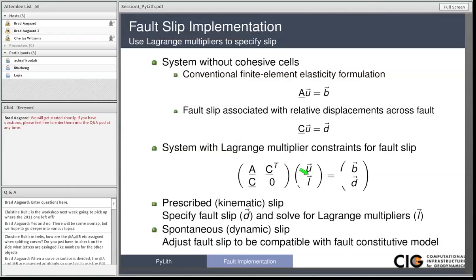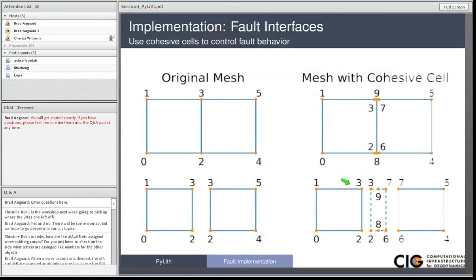If we have spontaneous rupture or a fault friction model, then our solution is a little different. We'll talk about this more in session 5. There we have constraints on the Lagrange multipliers associated with friction. In that case, we have to solve for both the Lagrange multipliers as well as the fault slip, and that gives us a nonlinear equation. So we use a nonlinear solver.